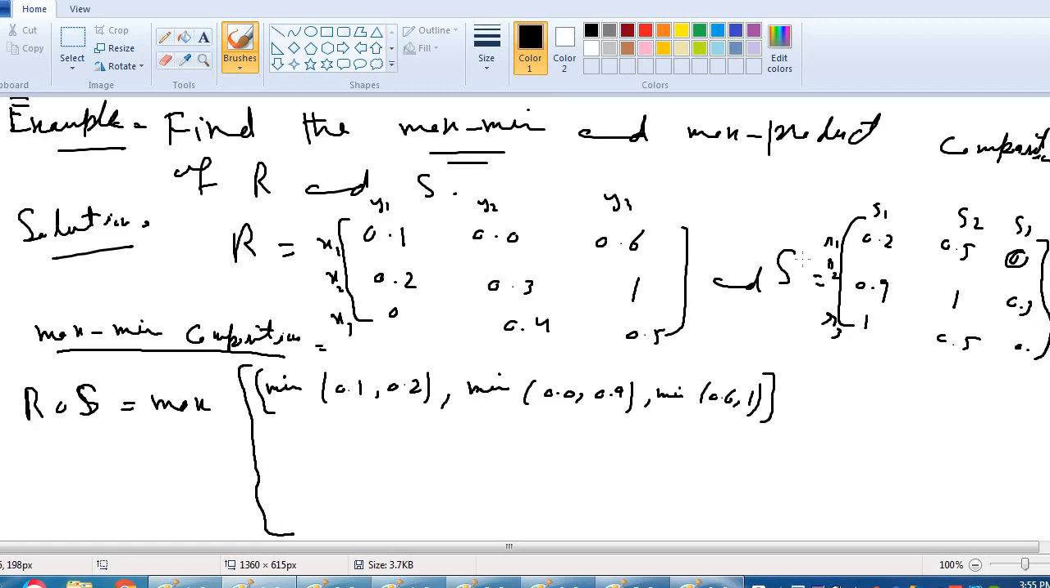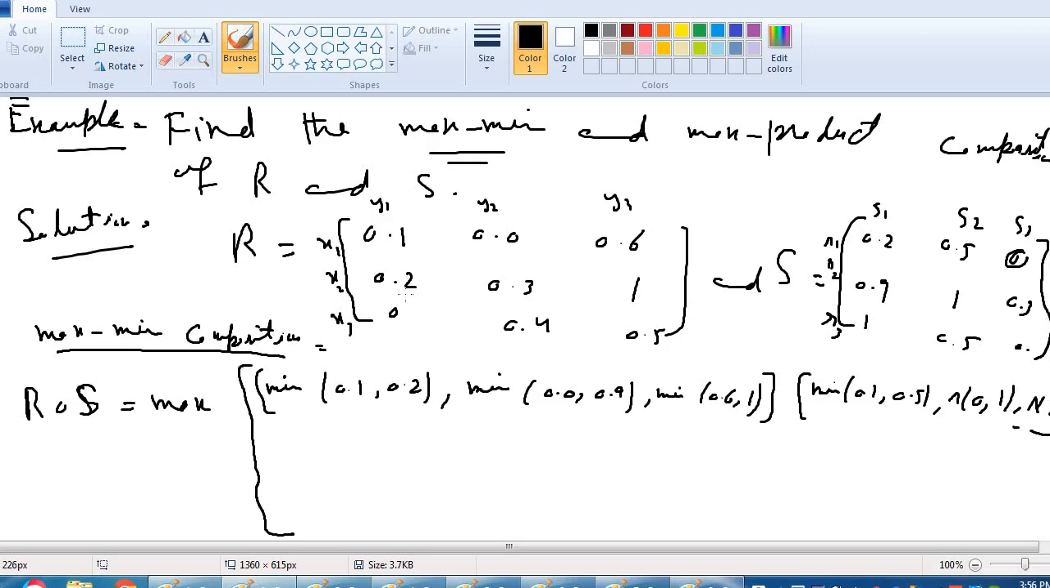Similarly, the first row will be multiplied by the second column. Then we have again min of 0.1 and 0.5, then min of 0 with 1. We are taking here the first row of the first matrix and then the second column of the second matrix, and then take min of 0.6 and 0.5, and so on. We will go in this way.